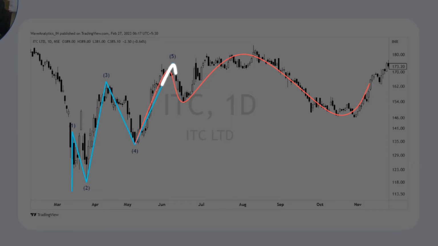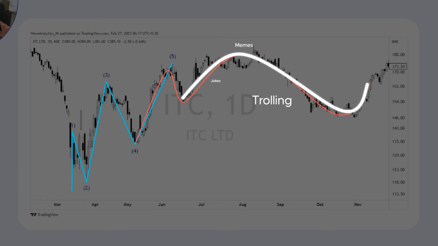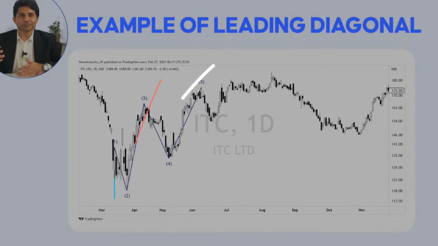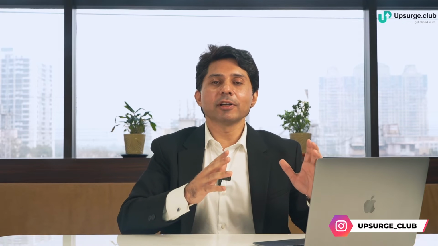And after the leading diagonal, it did not retrace very deep, but it went through a lot of sideways retracement. And during this period, a lot of jokes and memes were floating on social media about ITC, and people were mocking the stock without realizing that a wave 3 was waiting. And after that, you can go back and check the history of what has happened. The stock has nearly doubled. So a leading diagonal is a leading indicator of a wave 3 happening. Take this as a leading warning that a wave 3 is waiting when a leading diagonal happens. It's not corrective, it's the wave 1 of a larger impulse wave.